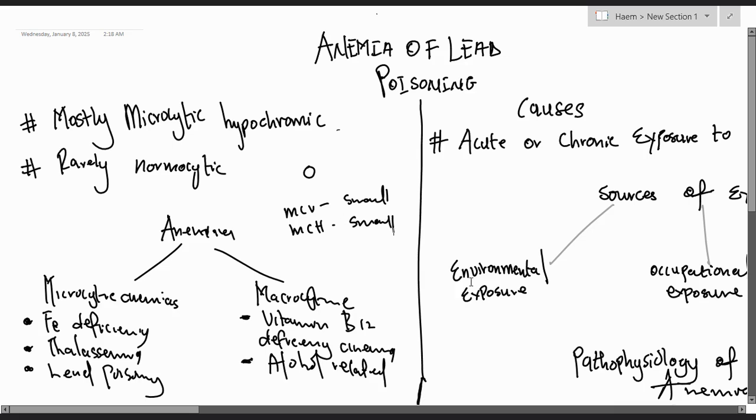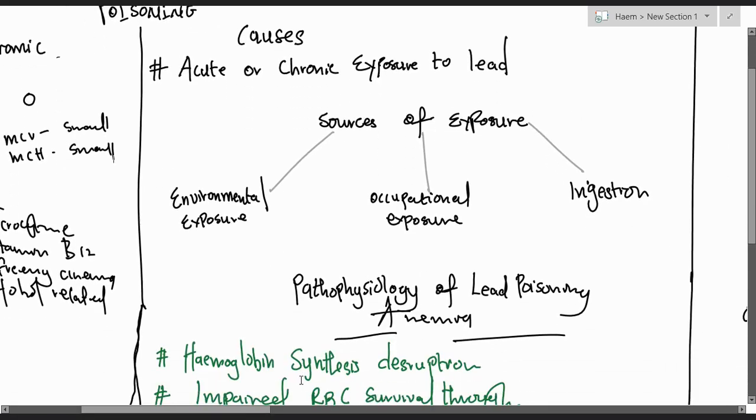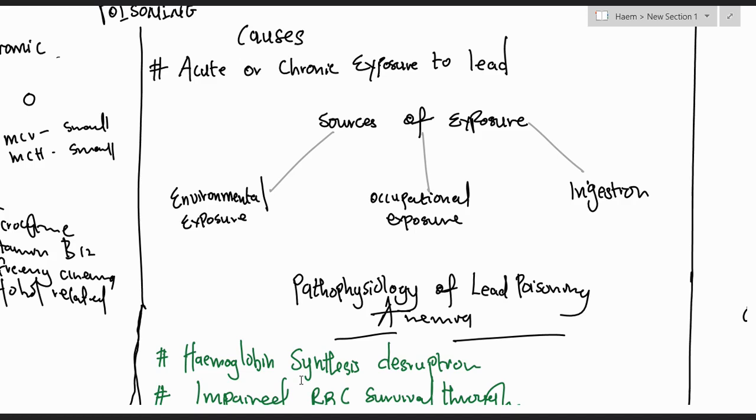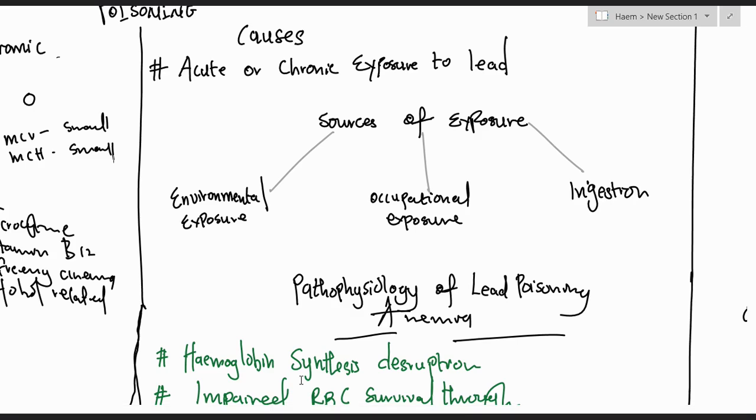Now let's talk about the causes of anemia of lead poisoning. So the causes, we have acute or chronic exposure to lead. That is basically the main cause of lead poisoning or anemia of lead poisoning. Acute or chronic exposure to lead. Now we have the sources of exposure. We have environmental sources, we have occupational sources, then we have ingestion.